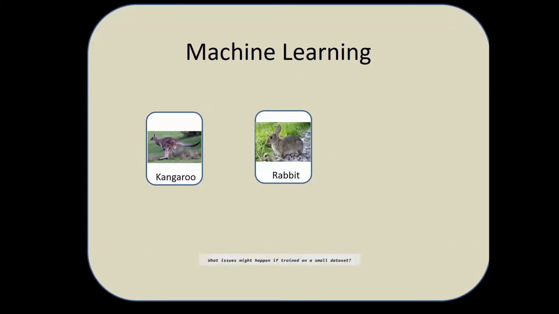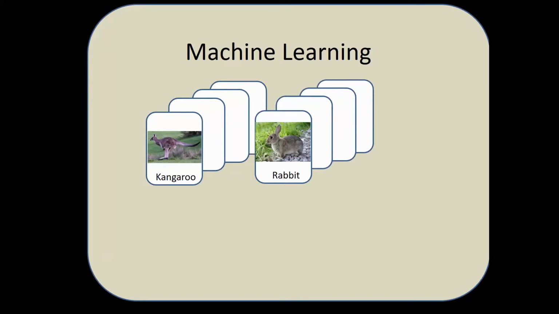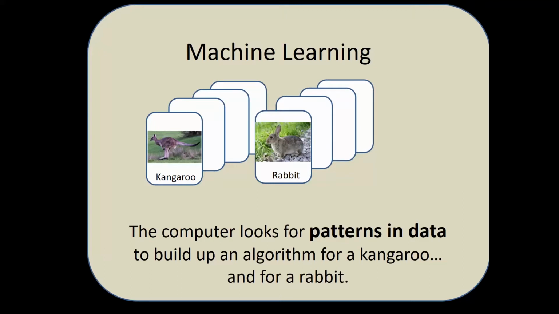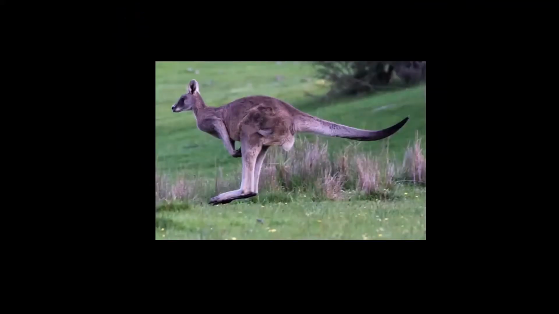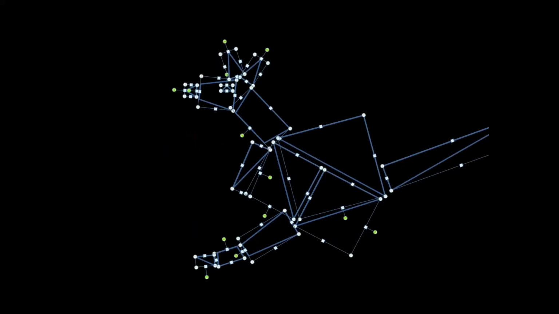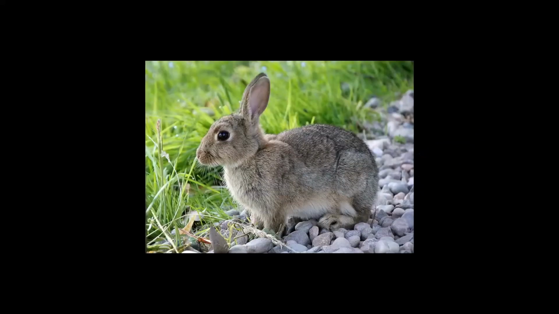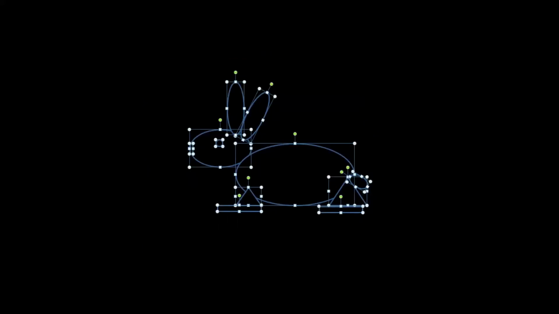So imagine we wanted to use machine learning to work out the difference between a kangaroo and a rabbit. Again, we give the AI lots and lots of images, and the computer looks for patterns in the data to build up an algorithm for a kangaroo and for a rabbit. So looking at the kangaroo, it may work out that the kangaroo has a large body, a long tail, short ears, short arms, and long legs. And if it looks at a rabbit, it might see that rabbit as having long ears, four legs, a small body, and a small tail.